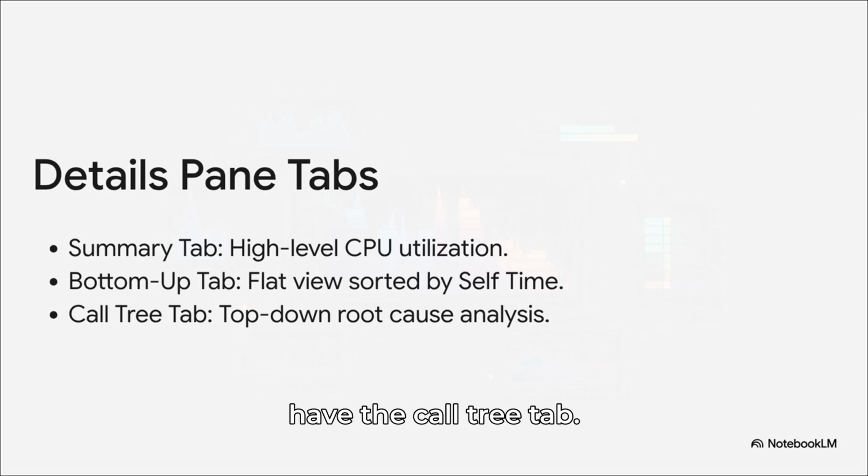And finally, you have the Call Tree tab. This gives you a top-down view, which is absolutely brilliant for root cause analysis, like pinpointing exactly which innocent-looking click event kicked off that horrible chain reaction in the first place.